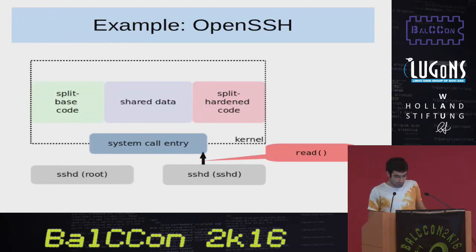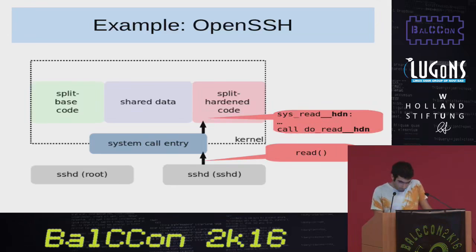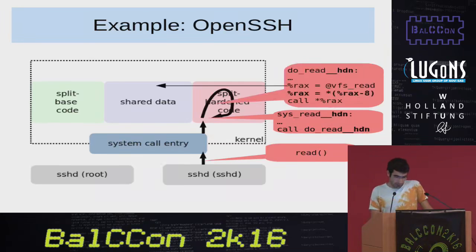So first I make a call within the hardened process context, right? So this will go and call doRead HDN, which is the hardened version of the doRead function, which has been produced by our compiler. And in doRead HDN, this is where things get interesting, because we said that there's a function pointer that we're using, meaning from the shared data section, which is the same as the split base code.